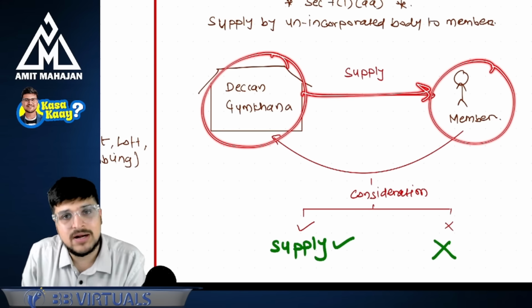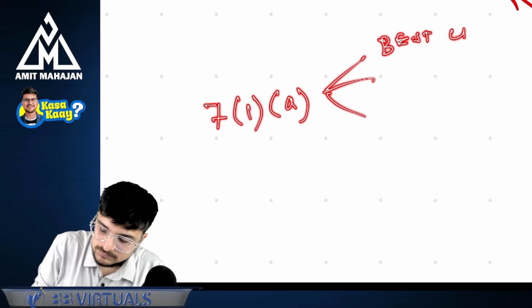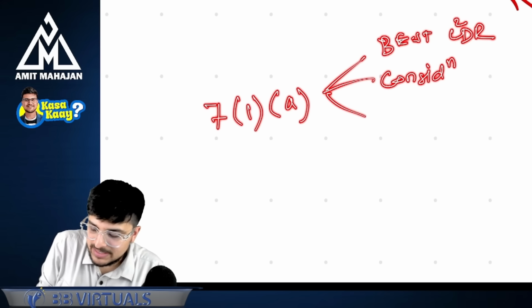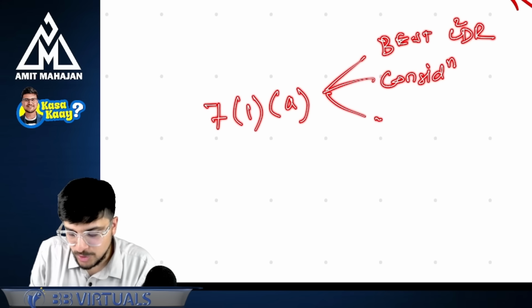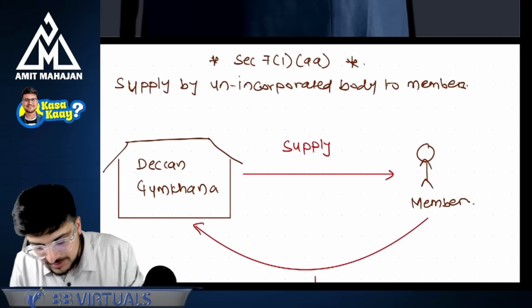So till now we have seen two things. Section 7.1a, where we have seen 3 points: the first is the supply itself. Second, there has to be some kind of consideration. And the third point is it should be in the course or furtherance of business. In 7.1aa we saw that when an unincorporated body provides any service to its members for a consideration, it will be considered as supply. So why did they introduce this particular concept?